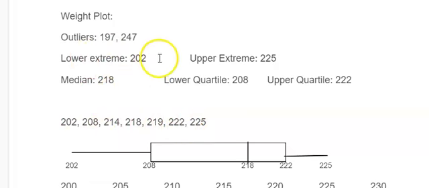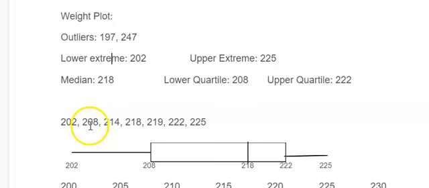So looking at this data, I have my lower extreme here is 202 pounds. My upper extreme is 225. My median is 218. How do I get the median? It's just the middle number once you put them in order, and again, if some repeat, that's okay. The middle number is going to be your median. If you have two numbers in the middle, you simply add them and divide by 2 to get the average of those two numbers. Lower quartile is the middle number between the lower group.